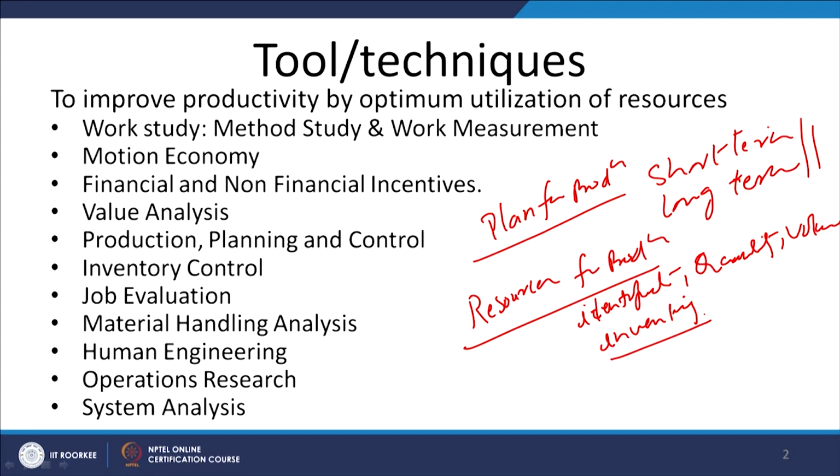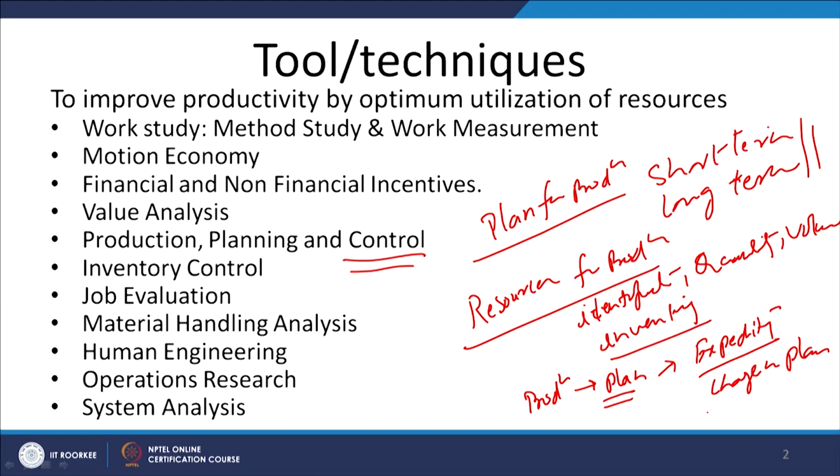So, all that will be part of production planning and control, and control is needed to see if the production is really going on as per plan or not, or if any expediting is needed, or a change in the plan is needed, or a completely new approach is required to realize the set goal or target.